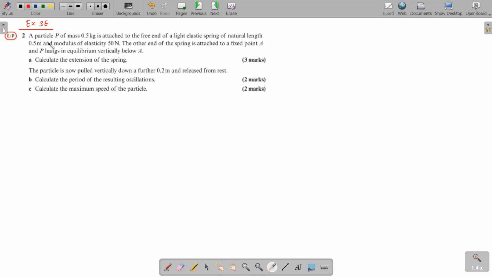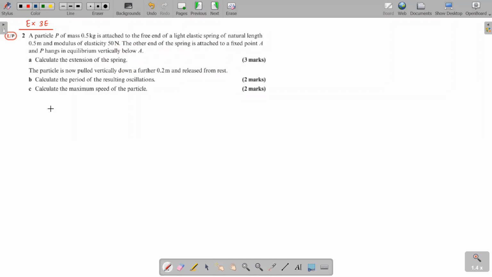A particle P of mass 0.5 kilogram is attached to the free end of a light elastic spring of natural length 0.5 meter and modulus of elasticity 50 Newton. The other end of the spring is attached to a fixed point A and hangs in equilibrium vertically below A. Calculate the extension of the spring.